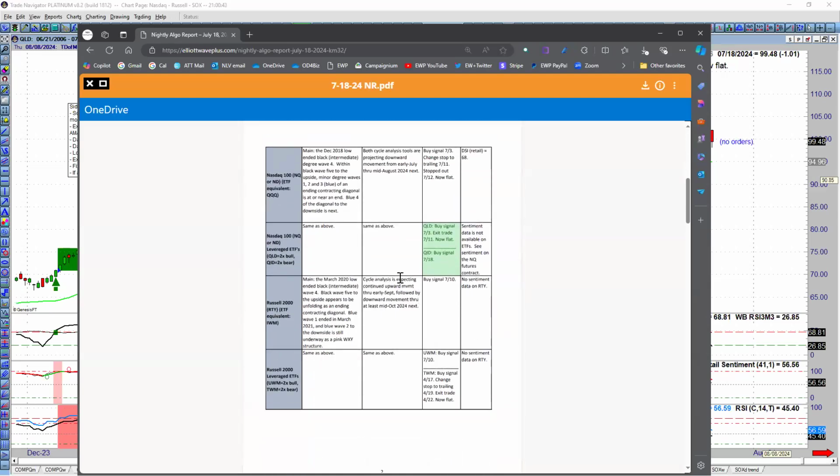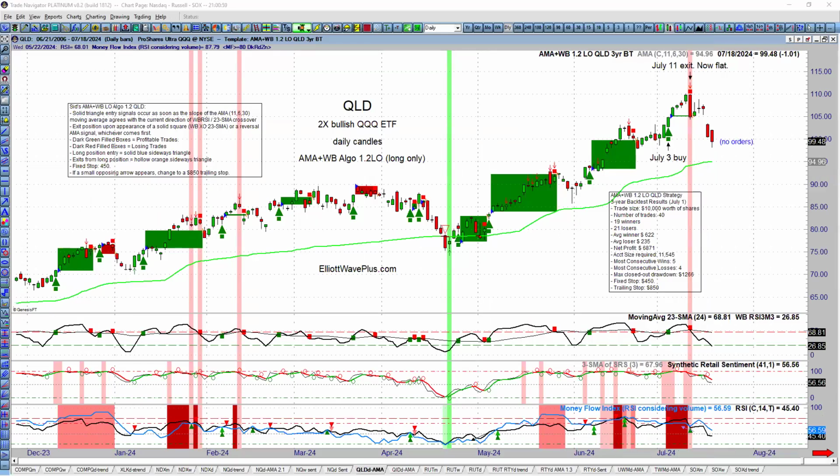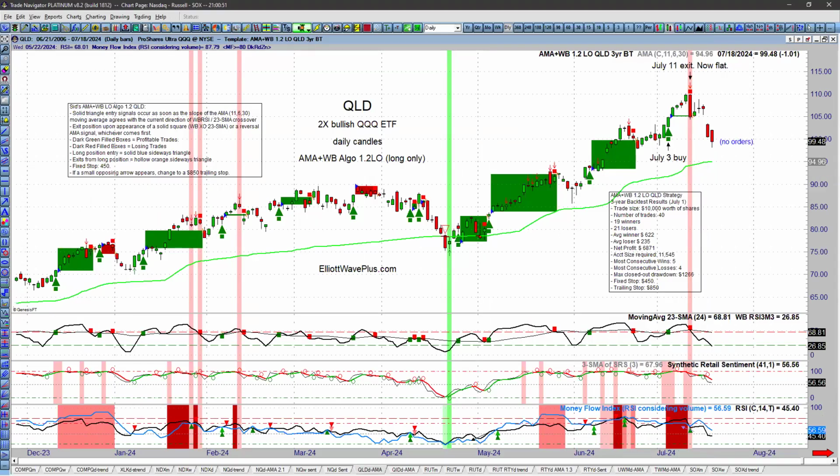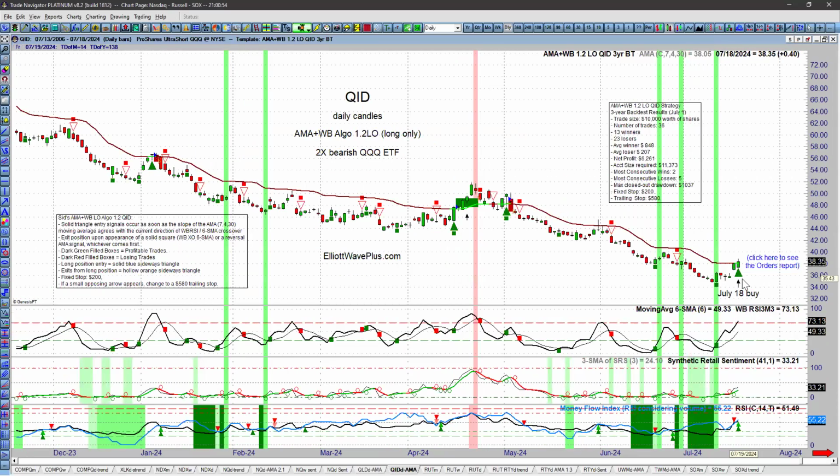Other new items. Okay, we actually got a buy signal on the QID. So this is this next chart. This is what I was going to tell you. We got a new buy signal on QID. The last time we got a buy signal, in other words, the last time this recommended getting short the NASDAQ was here, and that was on April 15th.